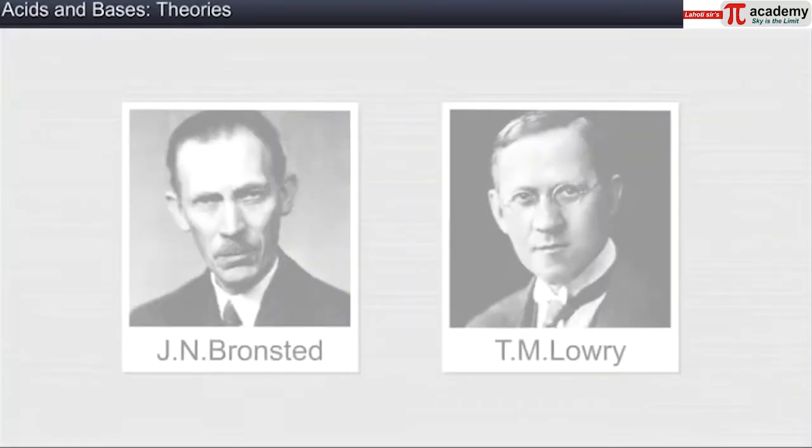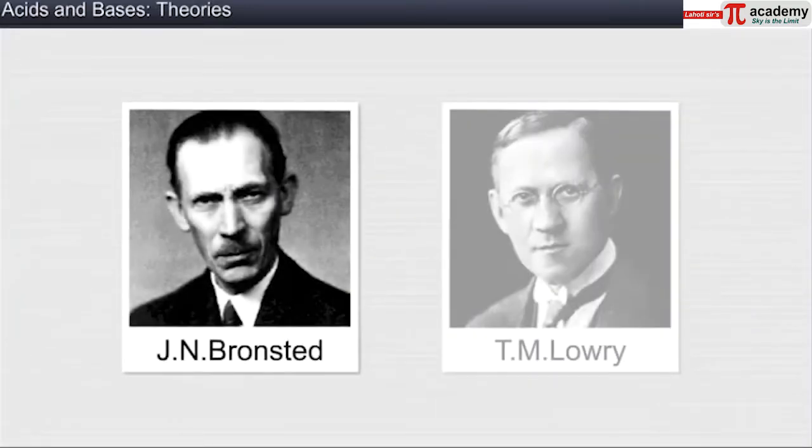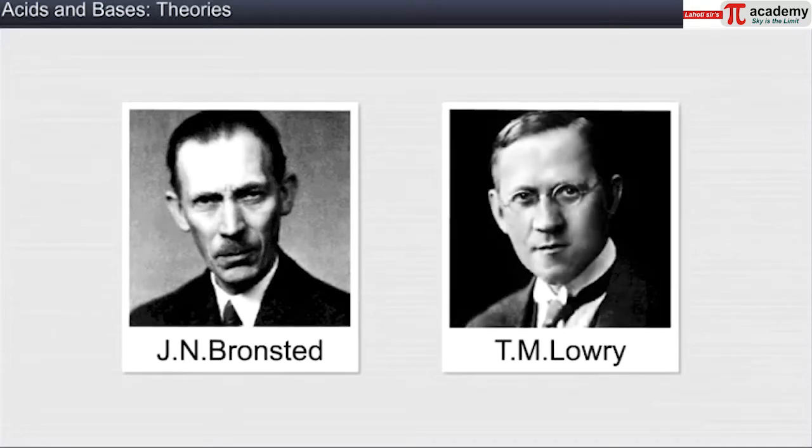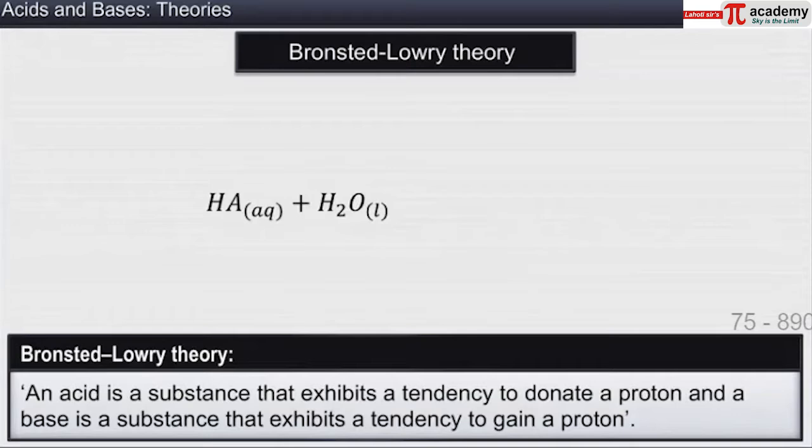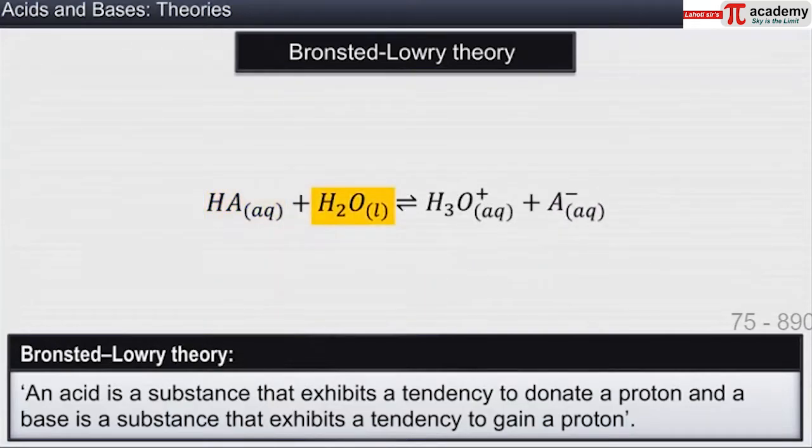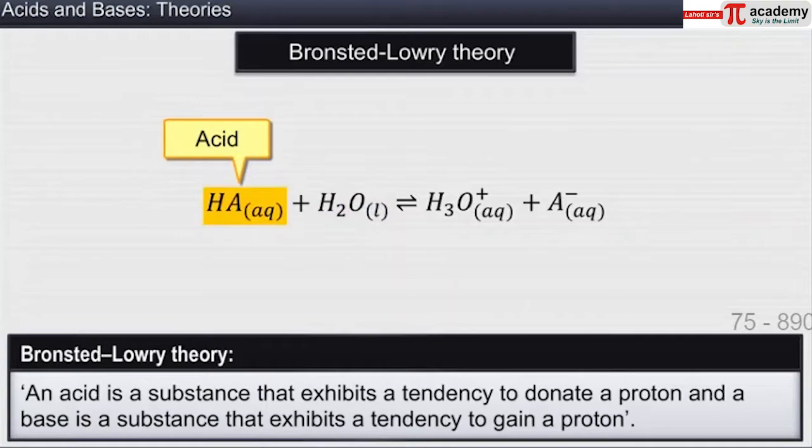In an attempt to overcome the limitations of the Arrhenius theory, Danish chemist J.N. Bronsted and English chemist T.M. Lowry proposed a more general definition of acids and bases. According to the Bronsted-Lowry theory, an acid is a substance that exhibits a tendency to donate a proton, and a base is a substance that exhibits a tendency to gain a proton. In other words, proton donors are acids and proton acceptors are bases.